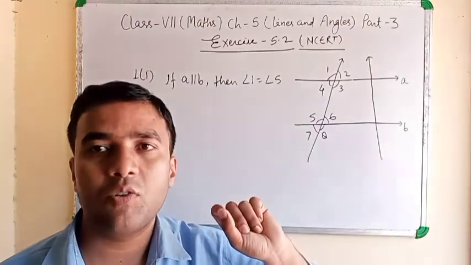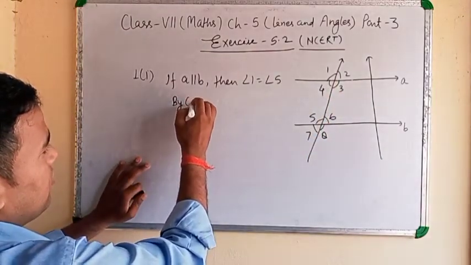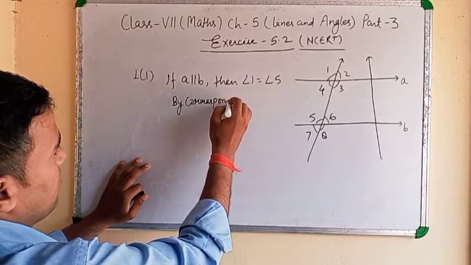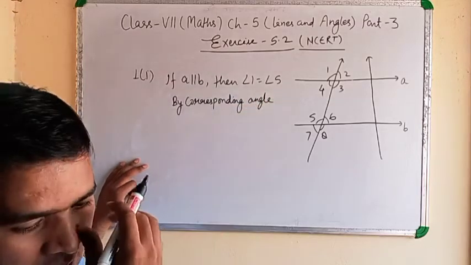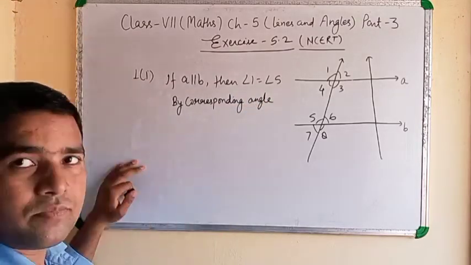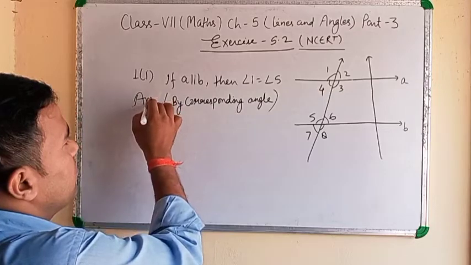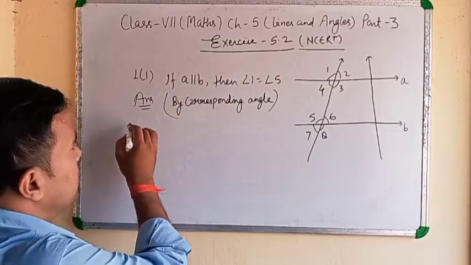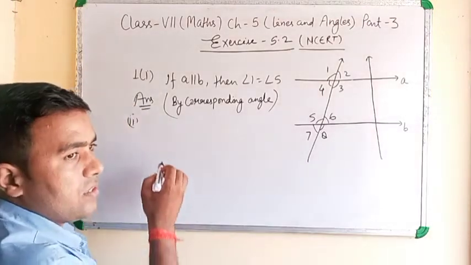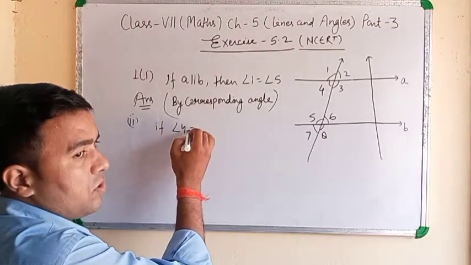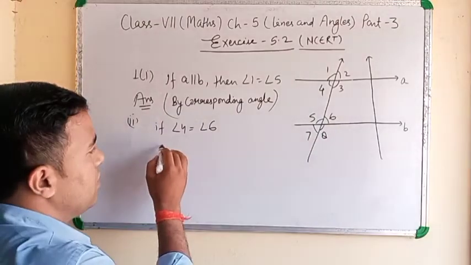In part 1 I told you all the properties. Angle 1 equal to angle 5 by corresponding angle. Clear? Angle 1 equal to angle 5 by corresponding angle. The second one is asking: if angle 4 equal to angle 6, clear? So angle 4 equal to angle 6 by which property?